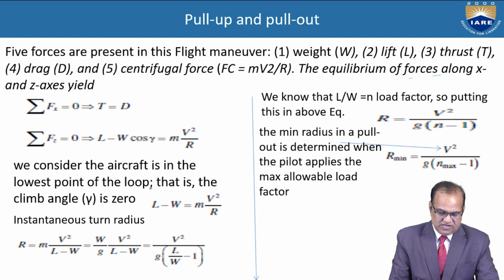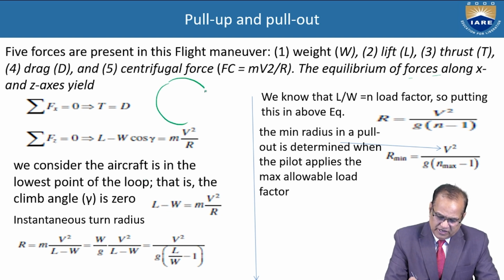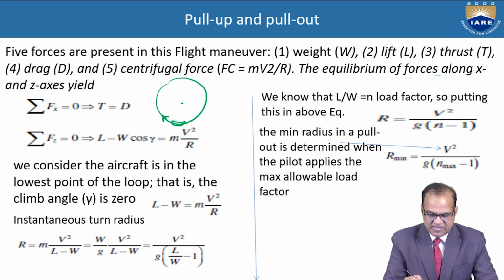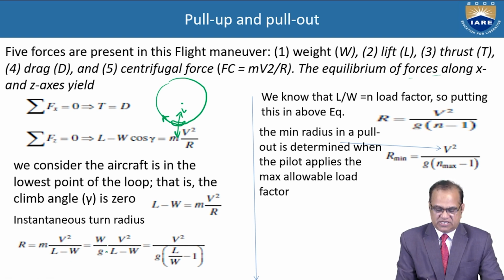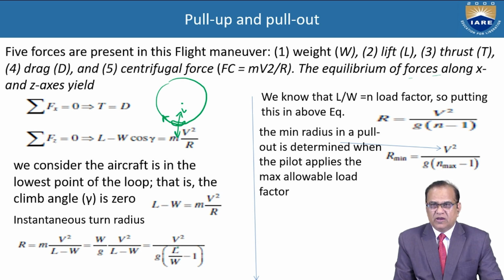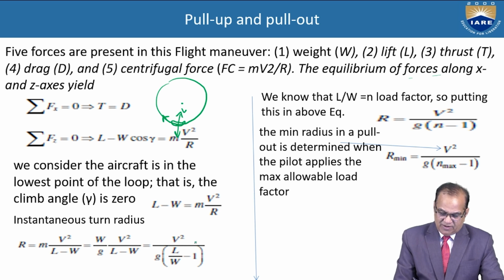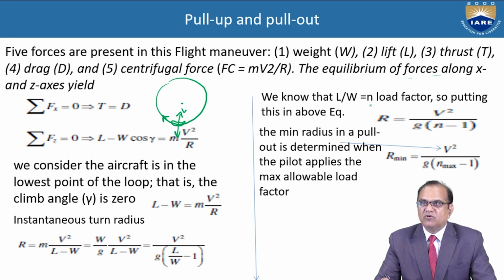Here we consider the aircraft at the lowest point of the loop, that is at the bottom. Your aircraft is here and it is moving like this. So in this case, here is the W and here is the L. So L minus W will be mv square by r. For the instantaneous turn radius, we can write r is equal to mv square by L minus W. For m, we can write W by g, so v square by g, times W over L minus W, which is 1 over L by W minus 1. This L by W, we know, is n, the load factor. So putting this in the equation, r is equal to v square by g times n minus 1.